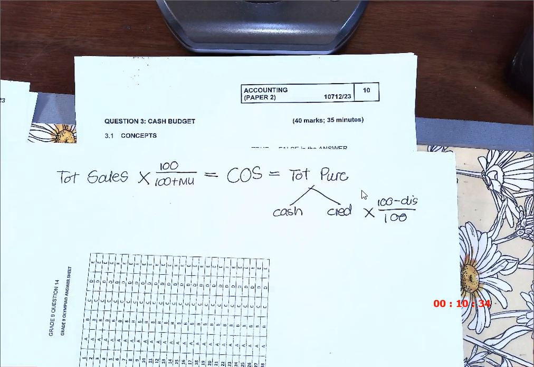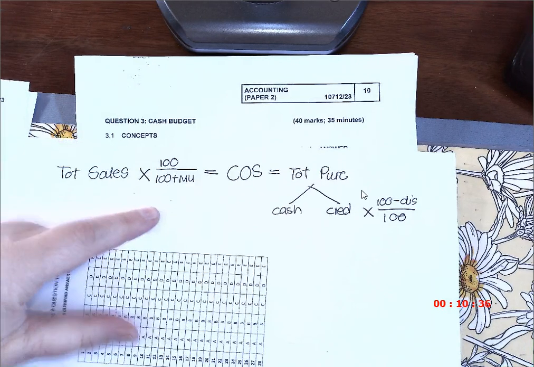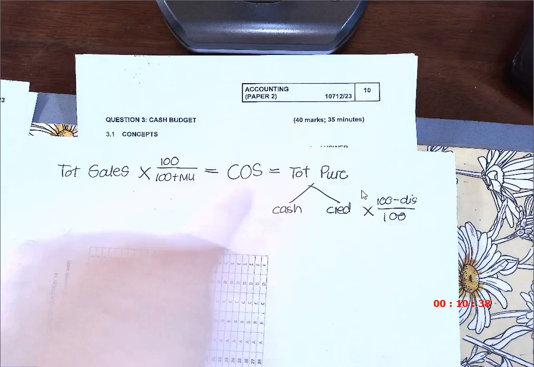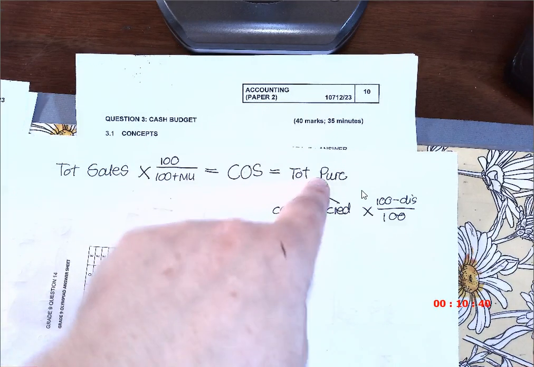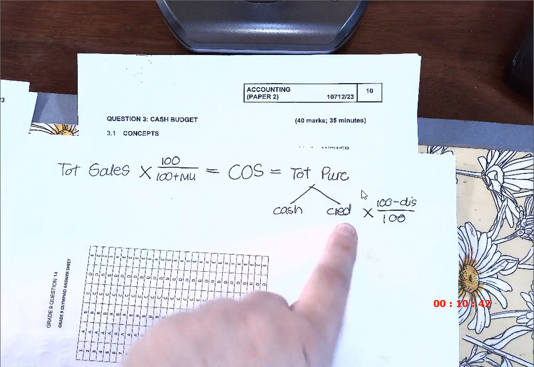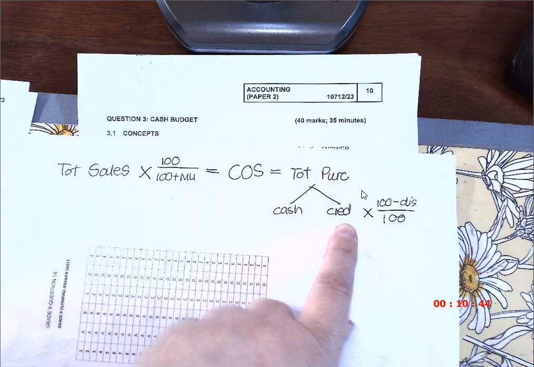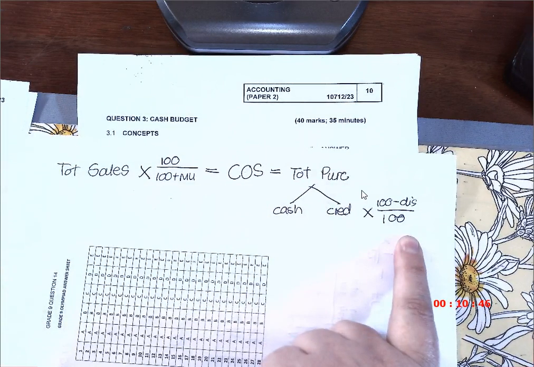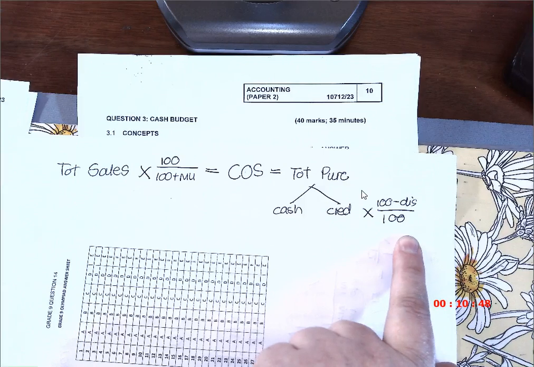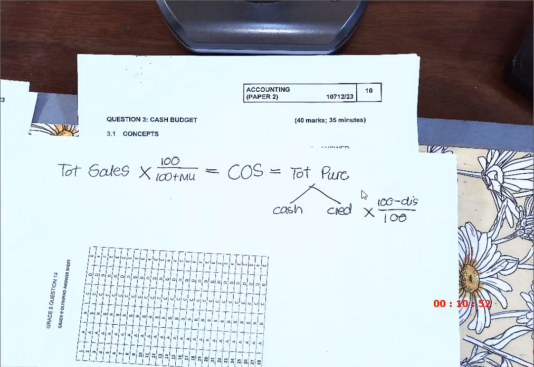Times 100 over 175 or whatever gives me cost of sales, which equals purchases. Times 30% gives me credit purchases. Times 95% gives me what I'm going to pay. Can you see? It can be a very long calculation. You don't have to put equal signs because they're all times. So you can just times.